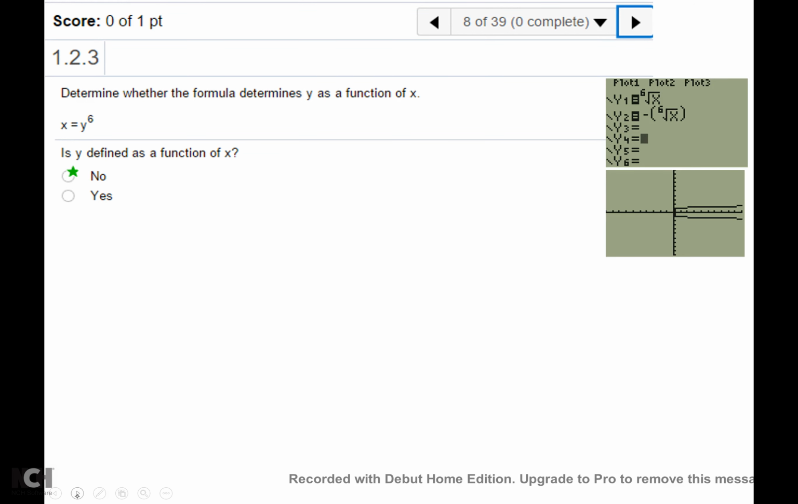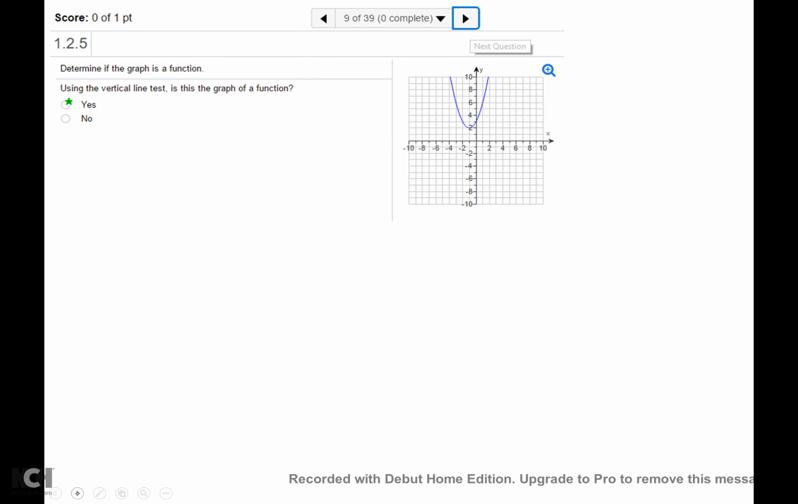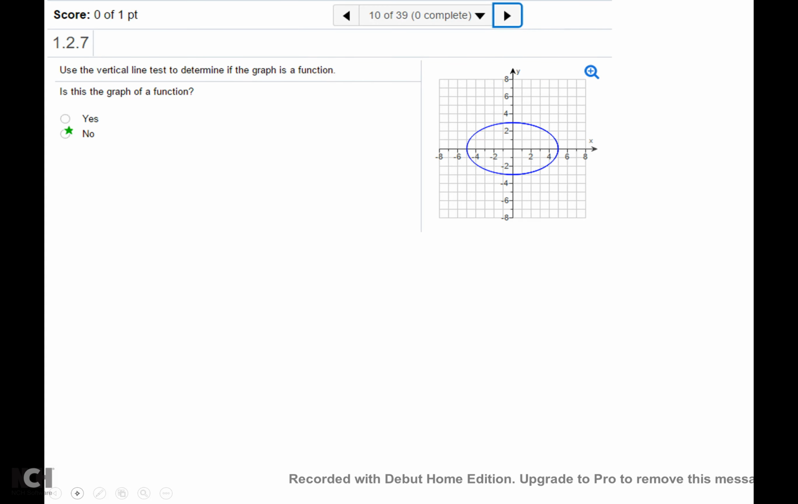Alright, this one says determine whether the formula determines y as a function of x. If I type this in and got y alone, because the calculator doesn't understand it, I'd take the sixth root, and I'd get y equals the sixth root of x. So if I type that in, I gotta do plus or minus, because I got y alone, and when you take an even root, it's plus or minus. Gives you this picture. It does not pass the vertical line test, so no, it's not a function. Okay, it says determine if this graph is a function. Well, it passes the vertical line test, so yes. This one does not pass the vertical line test, so no.